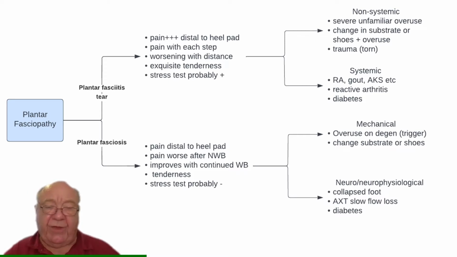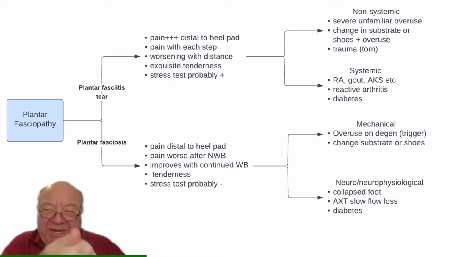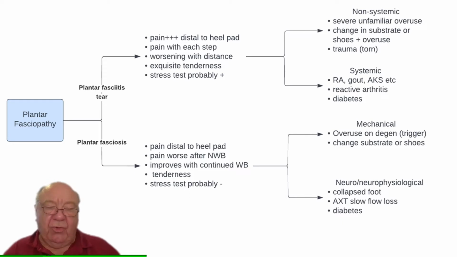There's exquisite tenderness. With fasciitis, you have to dig your thumb in and try to find a spot. This thing is very superficial. It doesn't take much pressure at all to find it. And the stress test is probably going to be positive with this, where it's generally negative with a tendinosis, unless it's done first thing in the morning sometimes. So that's the diagnostic criteria for it.